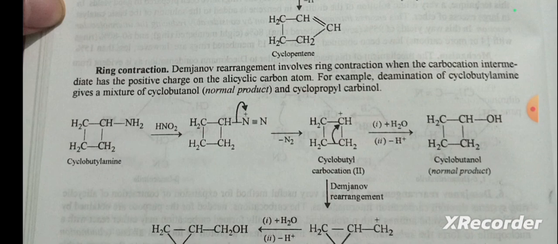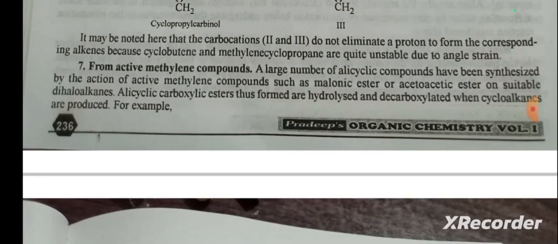Ring contraction. The Demjanov rearrangement involves a ring contraction when the carbocation intermediate has a positive charge on the alicyclic carbon atom. For example, deamination of cyclobutylamine gives a mixture of cyclobutanol and cyclopropylcarbinol. It is noted that here the carbocations do not eliminate a proton to form the corresponding ring alkene, because cyclobutene and methylenecyclopropane are quite unstable due to angle strain.